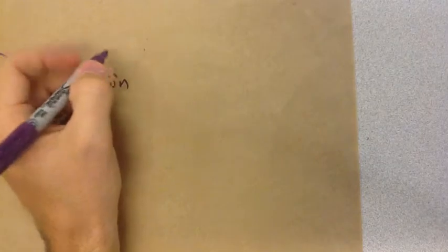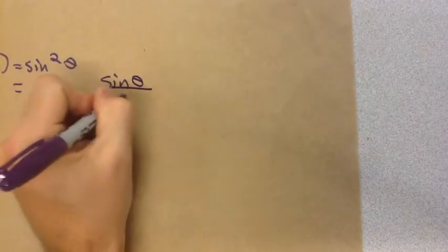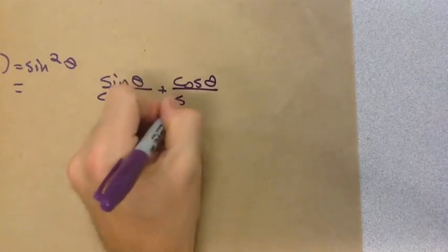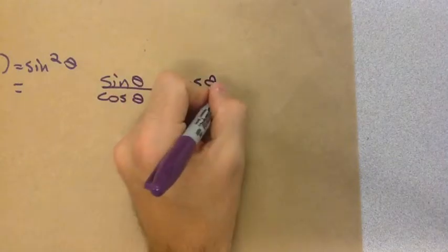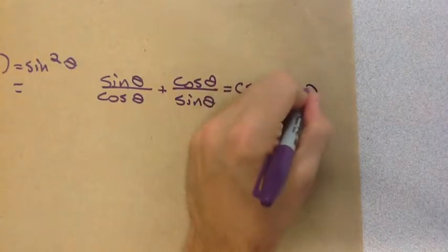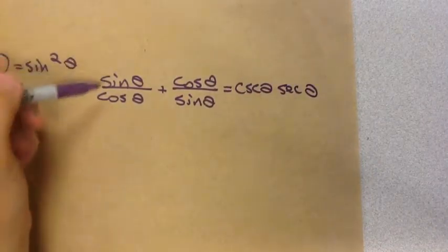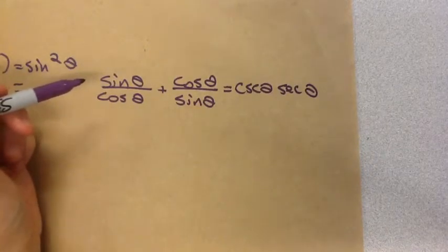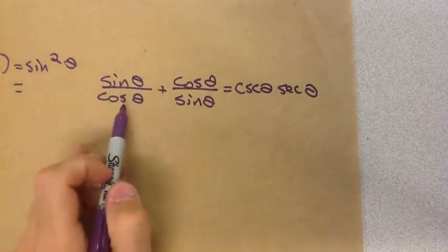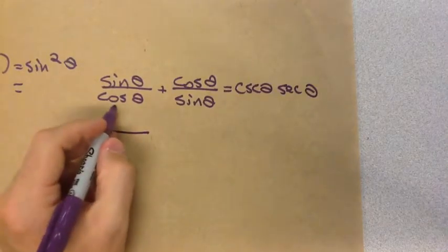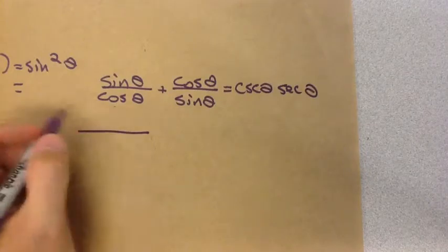For our next one, let's go sine theta over cosine theta plus cosine theta over sine theta equals cosecant theta secant theta. So I'm going to work with the left-hand side. Now, I'm going to add these two fractions. They're not like denominators, so I have to get common denominators. My common denominator for them is going to be sine cosine.